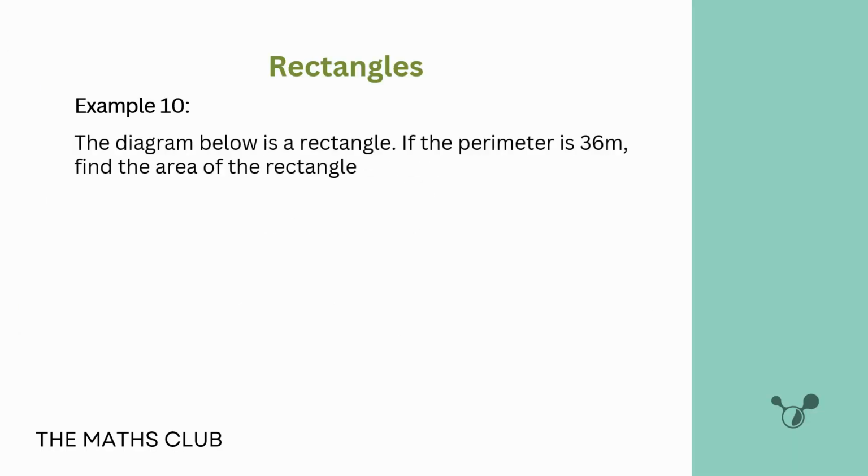Example 10 now says that the below diagram is a rectangle. If the perimeter is 36 meters, find the area of the rectangle. I'm sure you can be able to solve this by yourself. So pause the video and try it out by yourself. Welcome back. Let's look at it together.